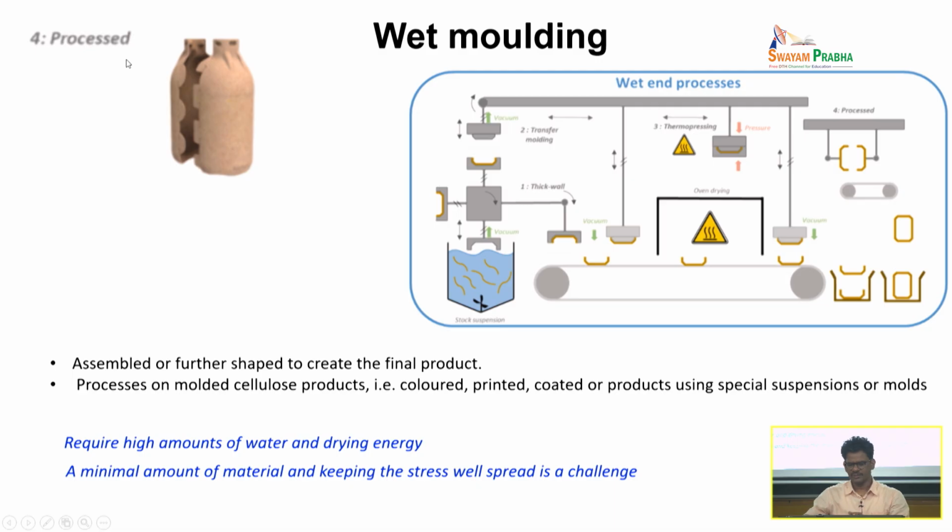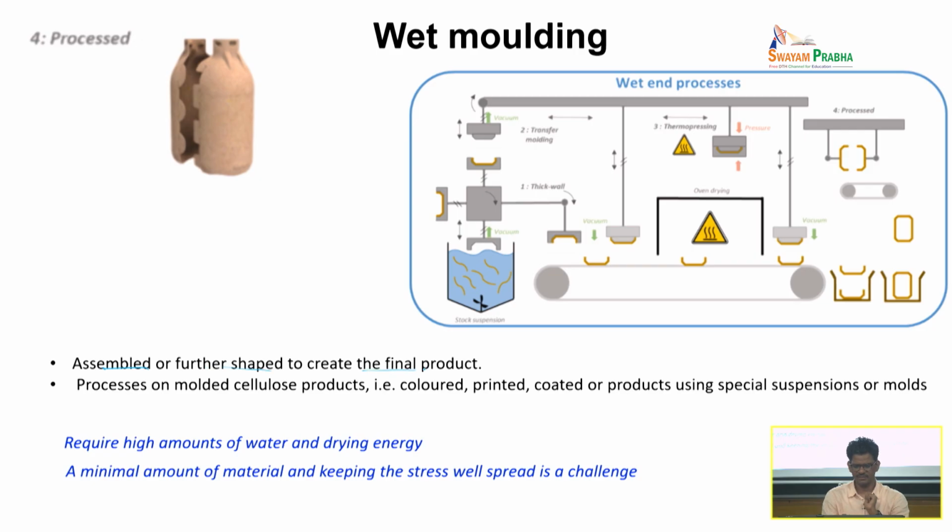The fourth one is called post-processing. In post-processing, we assemble the molded parts together. Suppose you want to mold a bottle, you don't mold the whole bottle in one shot. You actually mold in two parts and you have to put it together. And if you have a clamshell kind of box, again you do it in two parts, and then you have to have some way in which you can assemble them together. So assemblage and further shaping to create the final product is called post-processing. And sometimes we also do additional things. We add color, sometimes we print something, or coat with some special suspensions.